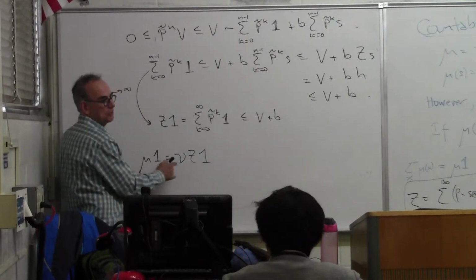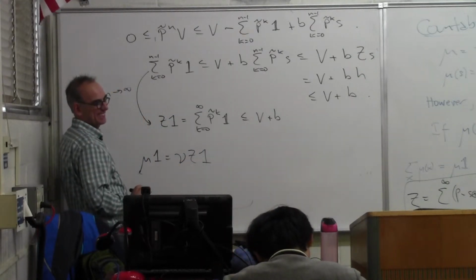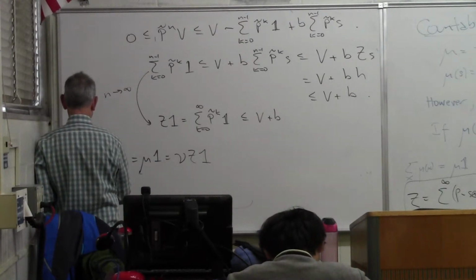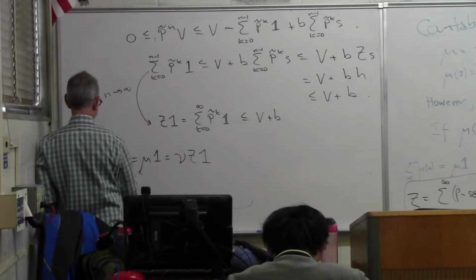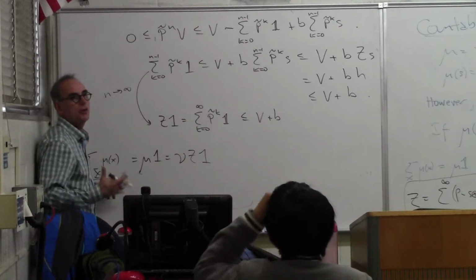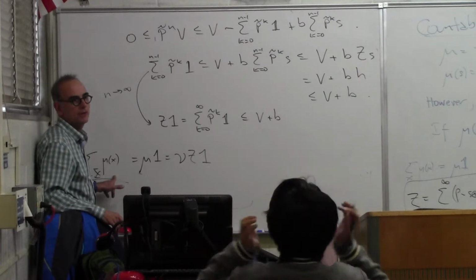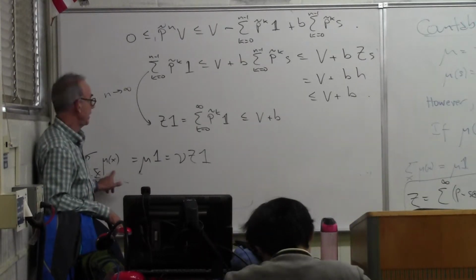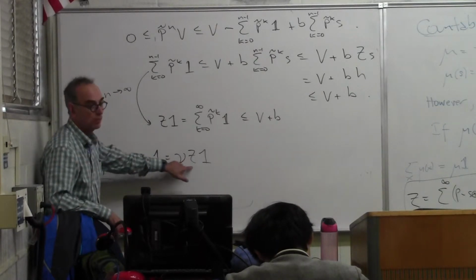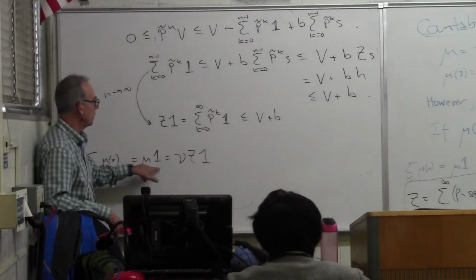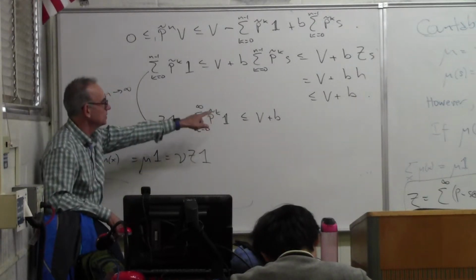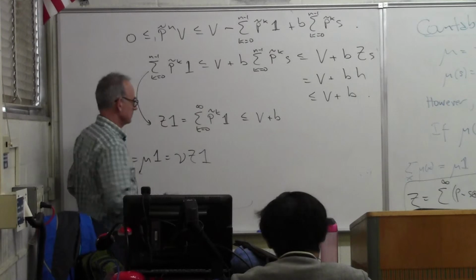So remember mu is nu times z. The thing I was interested in was mu. Is it finite or not? All right. Well, the sum over all x of mu of x is just the dot product of mu and 1. And mu was nu times z. So this mu times 1 is nu times z times 1. And that's less than or equal to nu times v plus b.